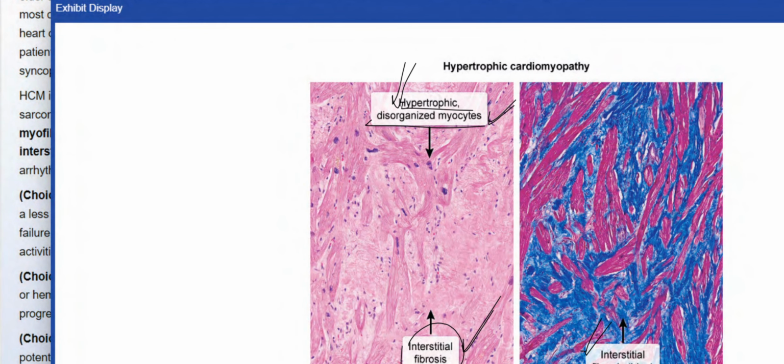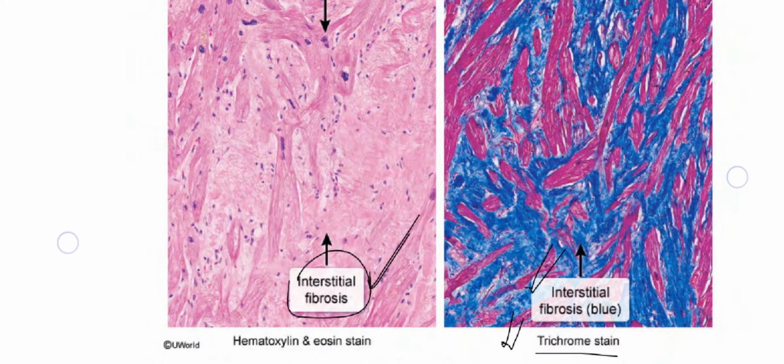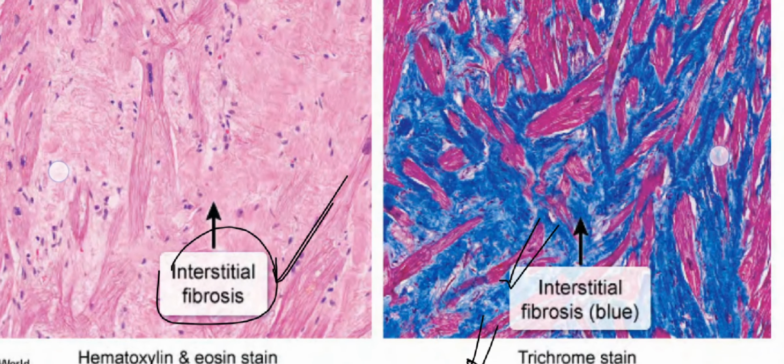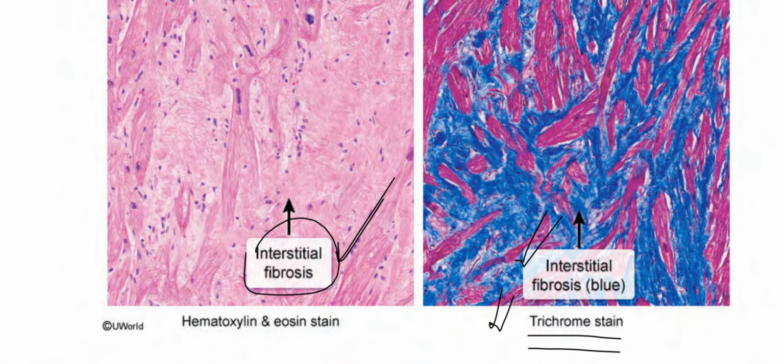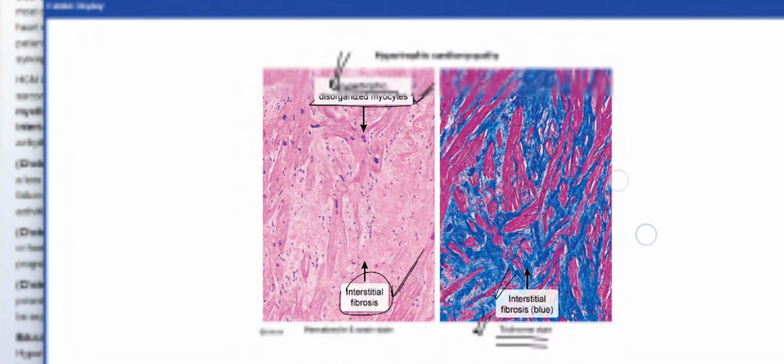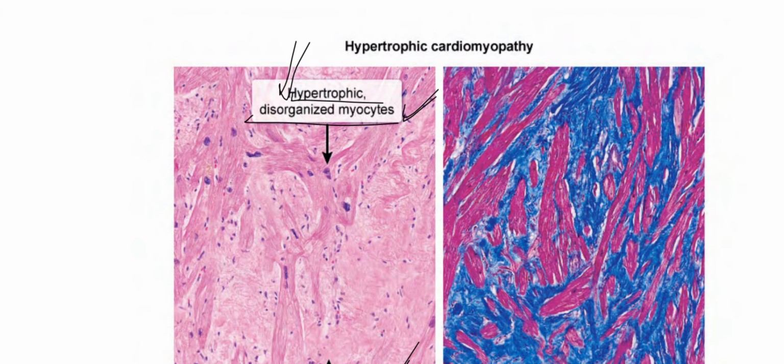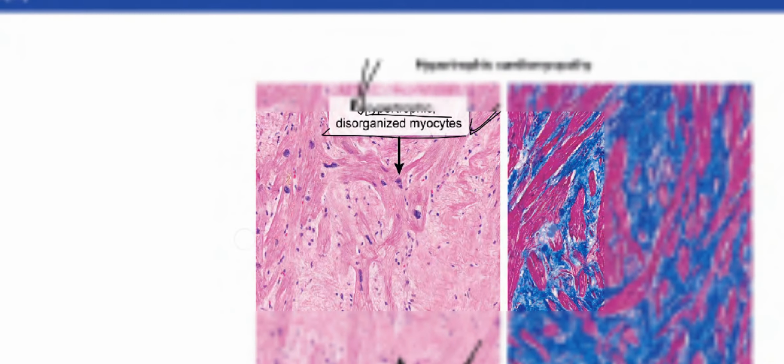Right. So this is a slide for hypertrophic cardiomyopathy. So we have interstitial fibrosis over there. It is represented with blue. That would be seen with trichrome stain, right? And would have disorganized myocytes, right? Okay.